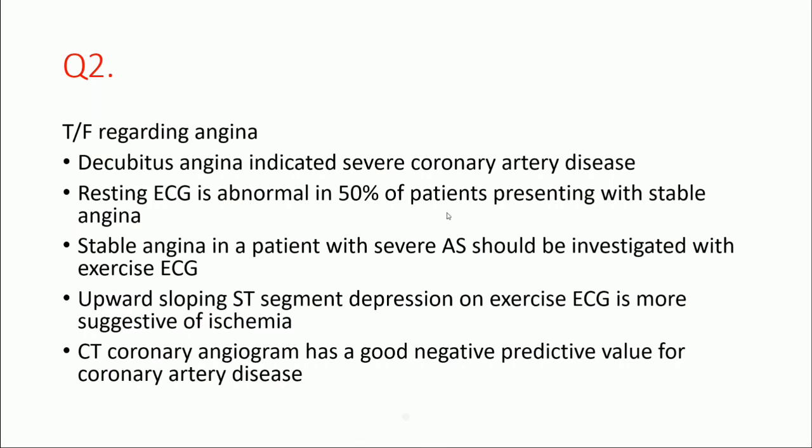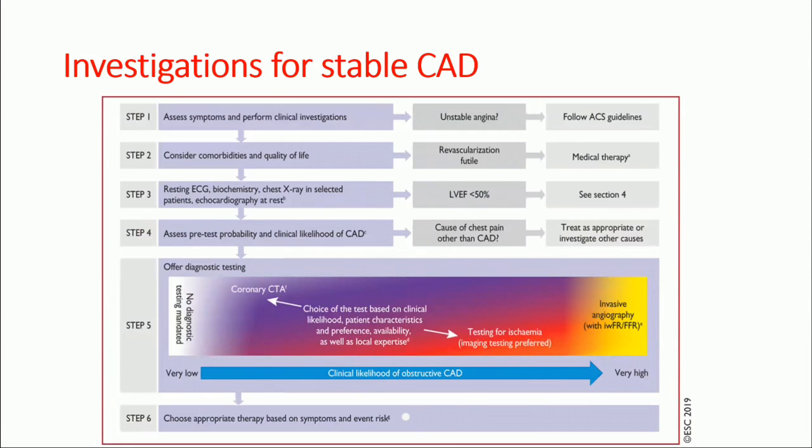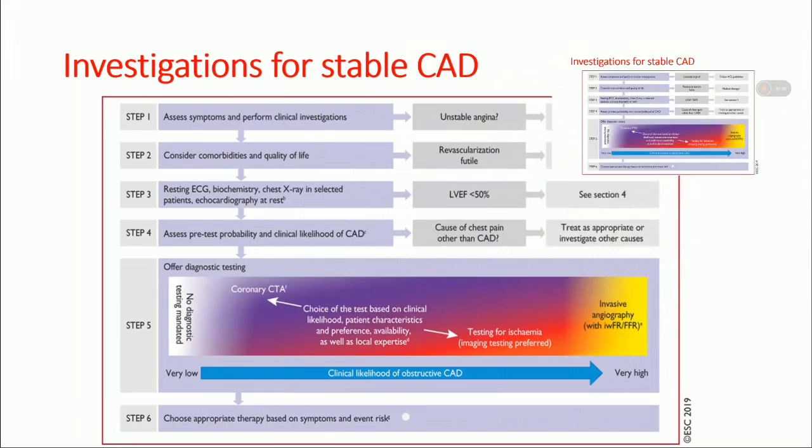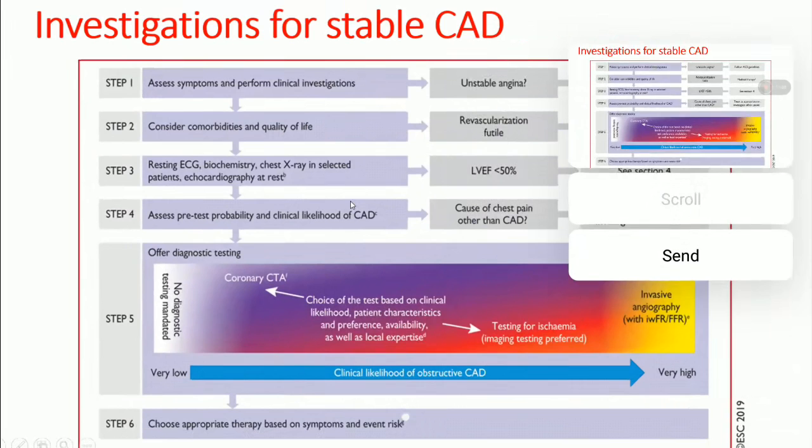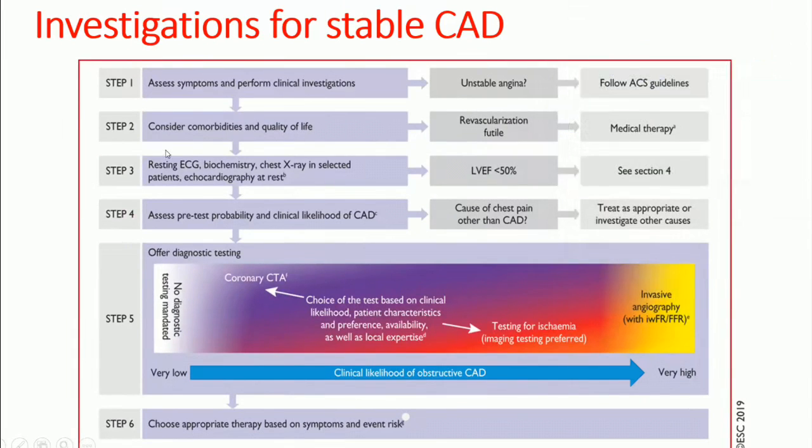Right. Now, before we do the other 3 MCQs, I'm going to teach you something. This is the algorithm or flow chart recommended based on current guidelines for investigation of chronic coronary syndromes, or patients who present with stable angina. When somebody comes to you with stable angina, obviously you have to do some basic investigations, like a resting ECG, their biochemistry, some people chest x-rays, some people echoes. So you will consider some basic baseline investigations.